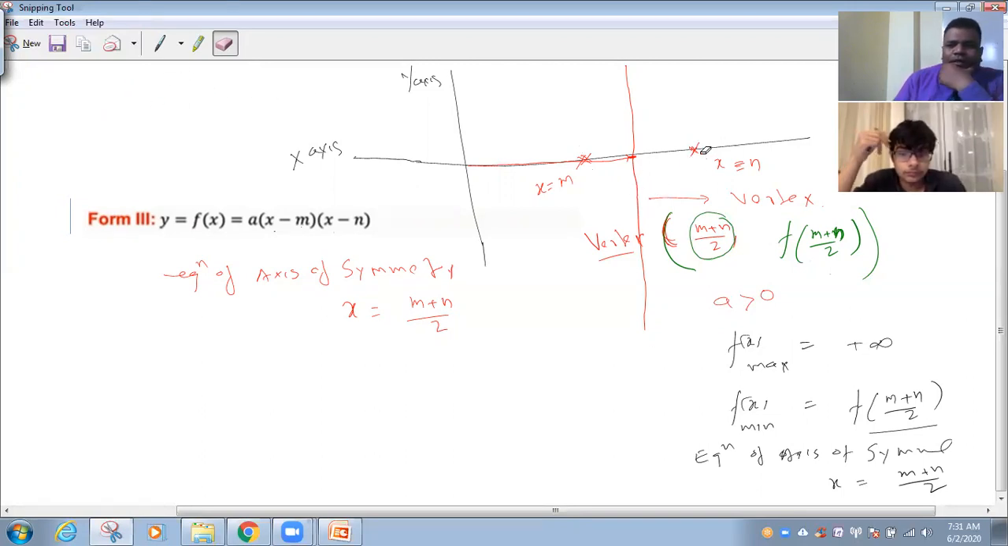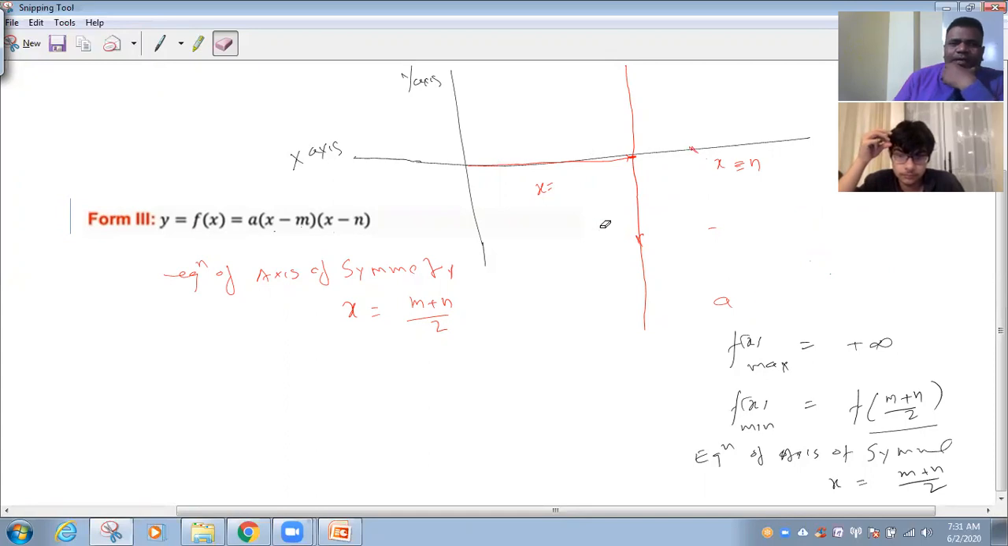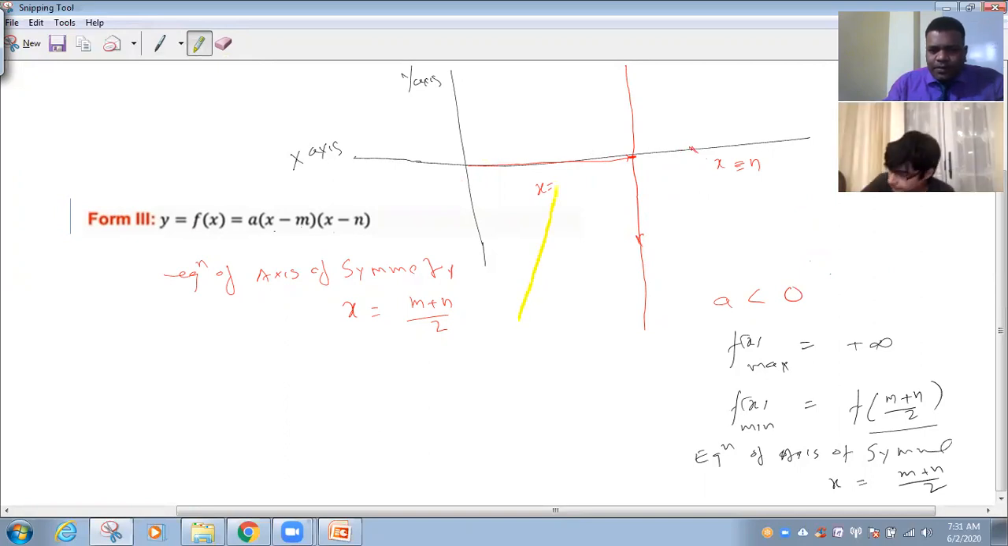Now I'm changing all scenarios. Let us change all scenarios here. Now I'm taking a as negative. So in this case, the parabola opens down, right? Let me draw the parabola like this. In this case, the parabola opens down. This place is x is equal to m. This place is x is equal to n. This is going to be the vertex.